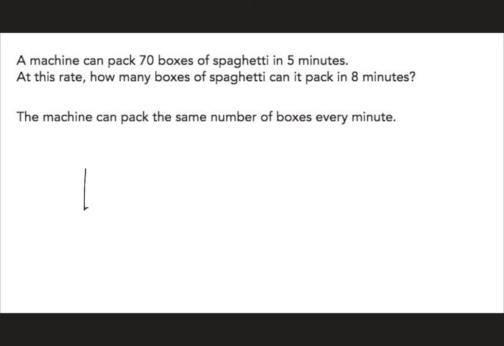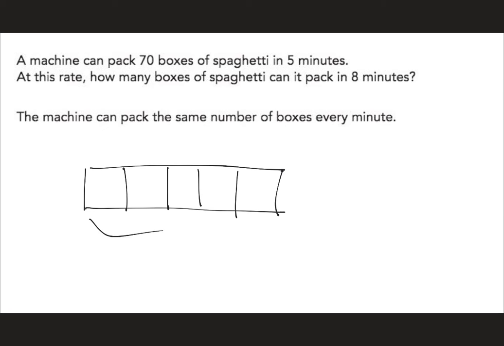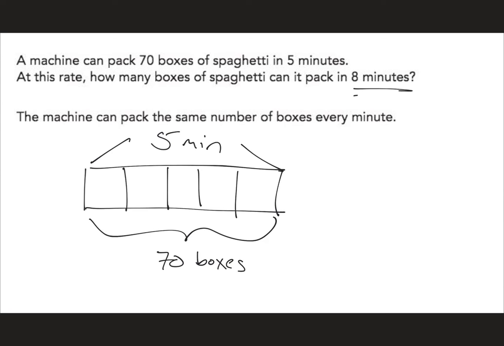Okay. So we're going to draw our bar. How many minutes are we talking about? 5 minutes. So we're going to split it into 5. To do that, we draw 4 lines. And it can pack 70 boxes of spaghetti in those 5 minutes. So what does this box represent? Is it 5 minutes or is it 70 boxes? It's both. At this rate, how many boxes of spaghetti can it pack in 8 minutes?